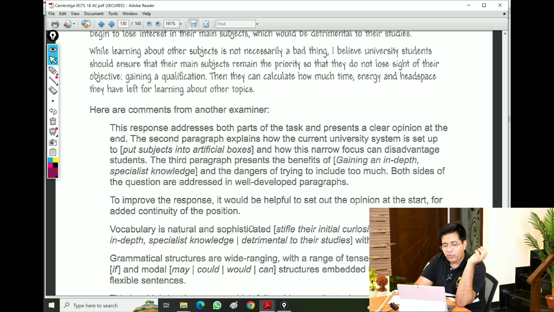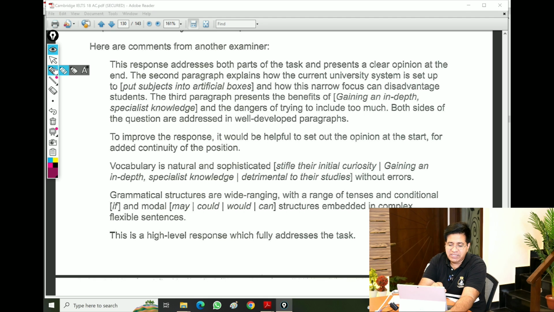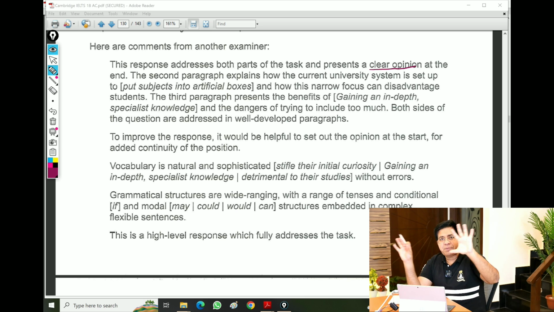Now let's see what the examiner says about this essay. Here are comments from another examiner. One examiner has written and another examiner has commented. Now let's read these comments carefully, okay? This response addresses both parts of the task and presents a clear opinion. 2 paragraphs, and these 2 paragraphs address both parts of the task, as it is a discussion essay. There are 2 sides of discussion and a clear opinion on which one is better.